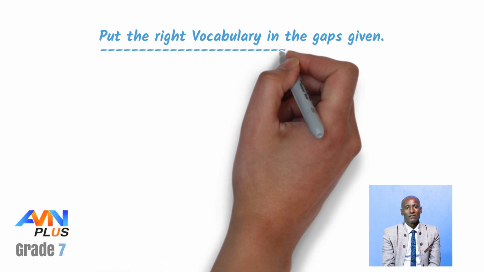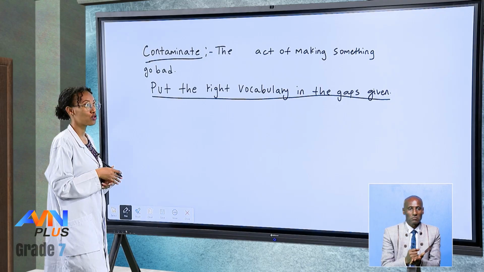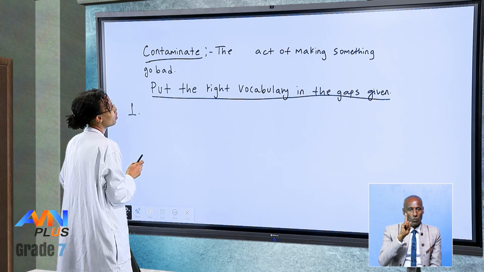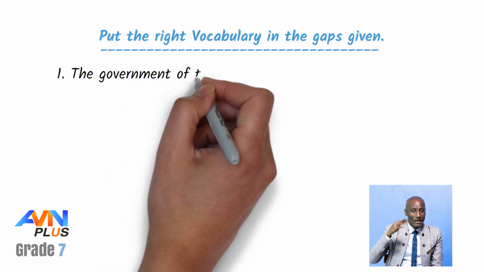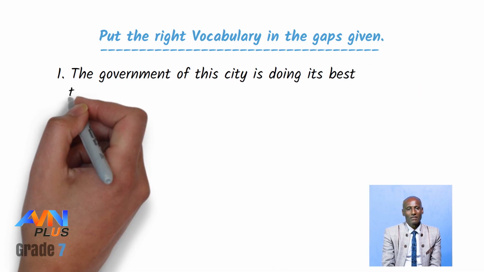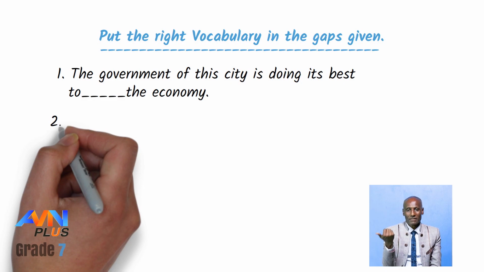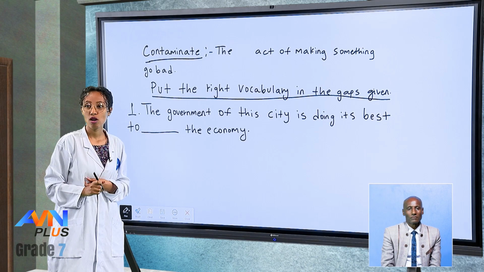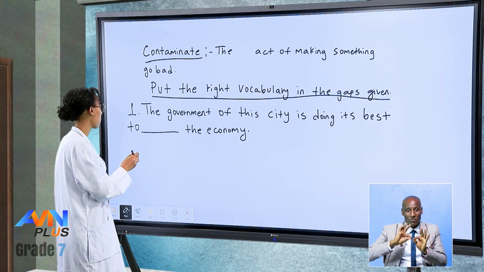Okay, put the right vocabulary in the gaps given. This is what we're going to do. I will write you a few questions and I want you to copy them in your exercise books, and then we will do them together, okay? Number 1. The government of this city is doing its best to blank the economy. Okay, so I want you to fill in this gap with the correct or the best vocabulary that we have seen so far, okay? Number 2.